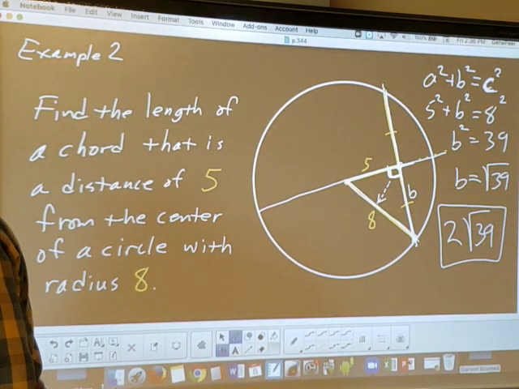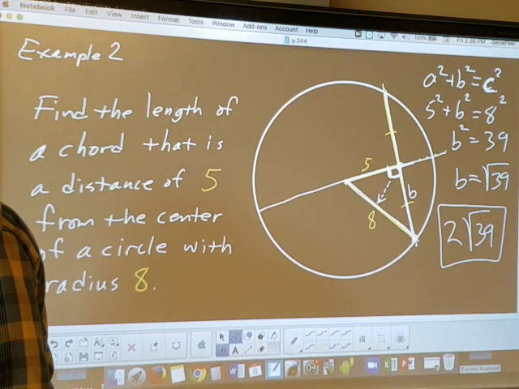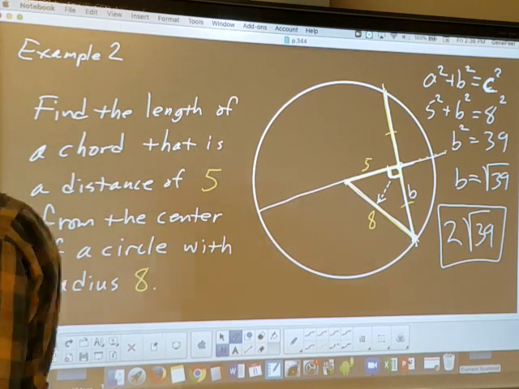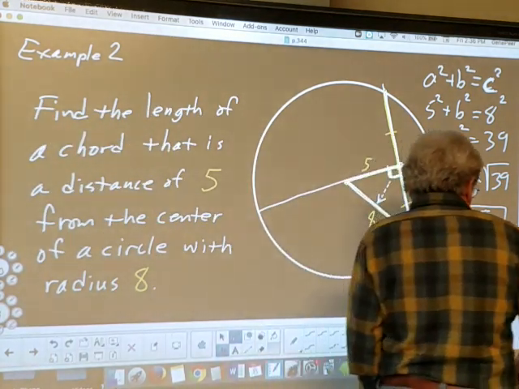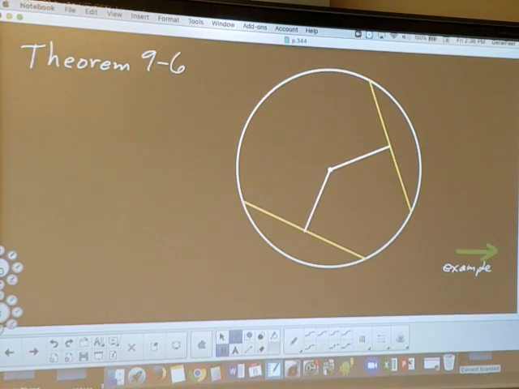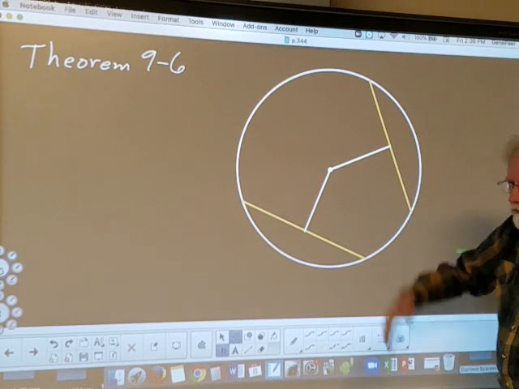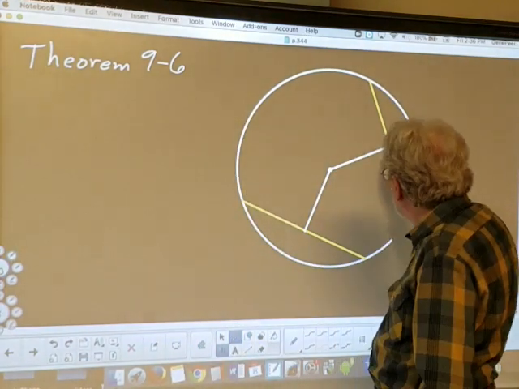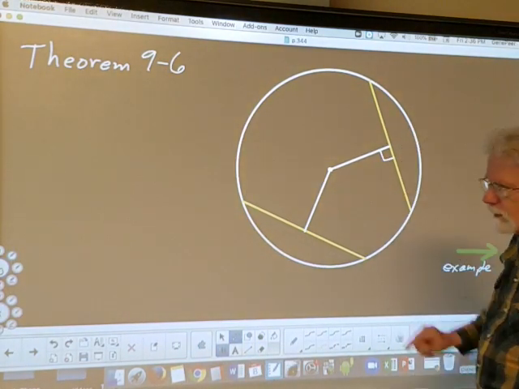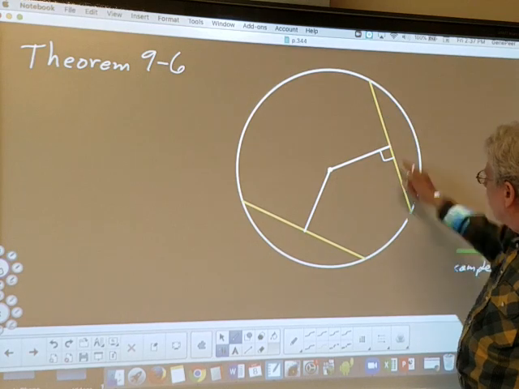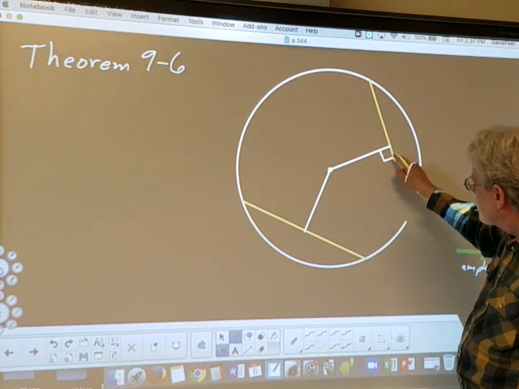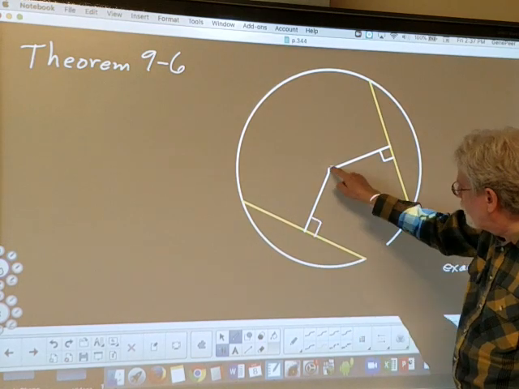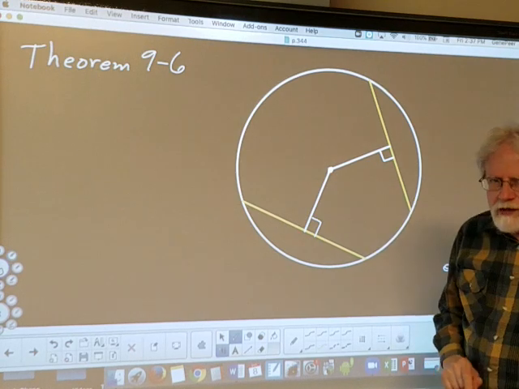And I would claim that wasn't so bad. And now we have one more theorem. Here we go. Theorem 9.6. Theorem 9.6 says this. If I have 2 chords, and their distance, remember, distance by definition between a point and a line is perpendicular, their distance from the center is the same.